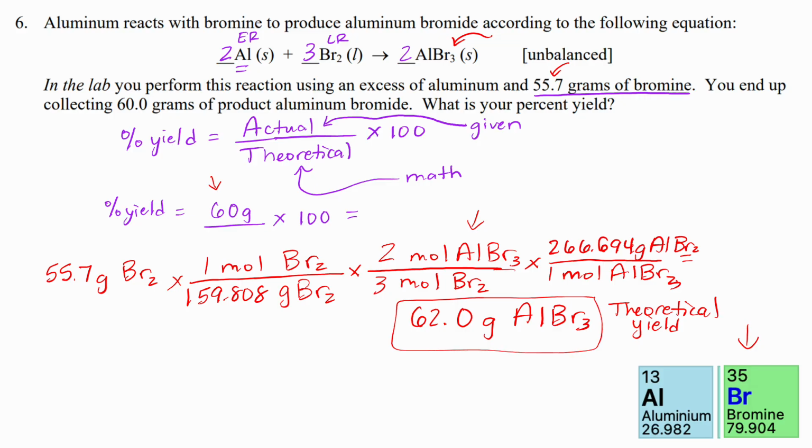So 60 was our actual, 62 grams was our theoretical. So 60 divided by 62 times 100 means we're going to have a 96.8% yield. And that is our final answer.